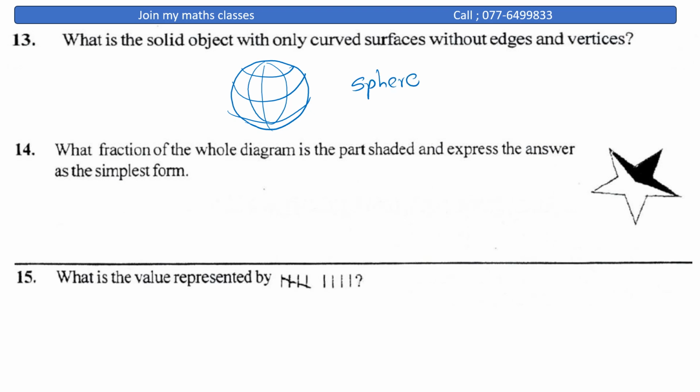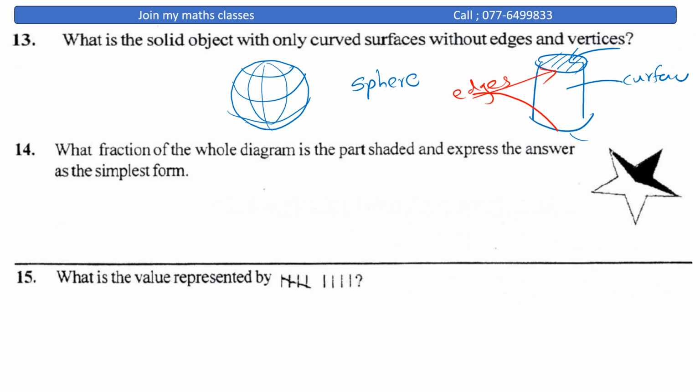I have seen some students come up with the cylinder. The cylinder has one curved surface and 2 flat surfaces, and also it has 2 edges too. So therefore you can't take cylinder for this, because see these edges. So the answer should be the sphere.